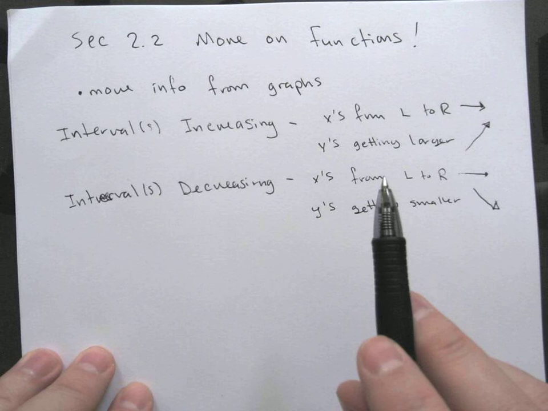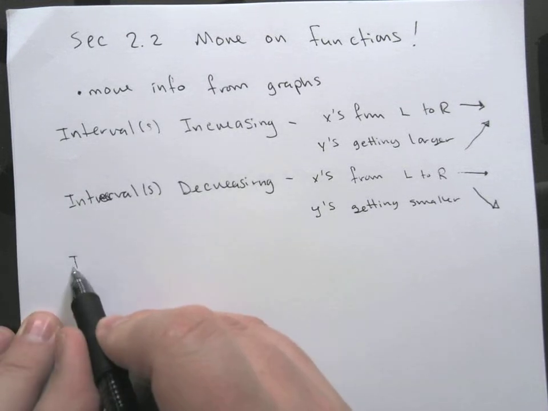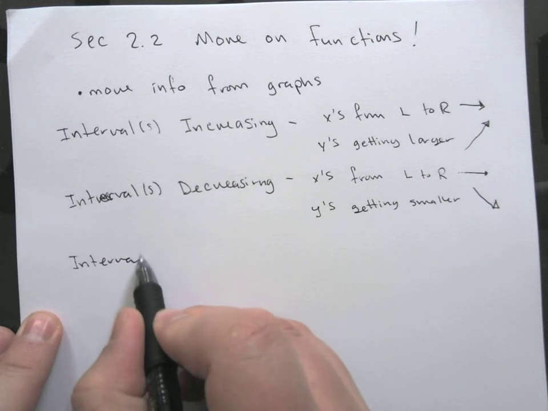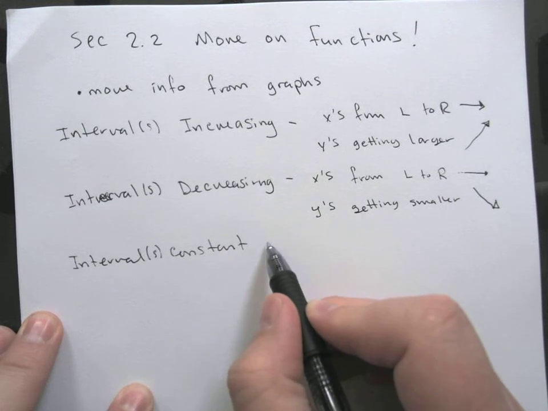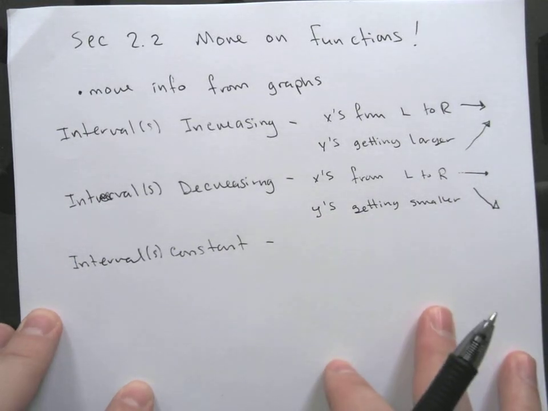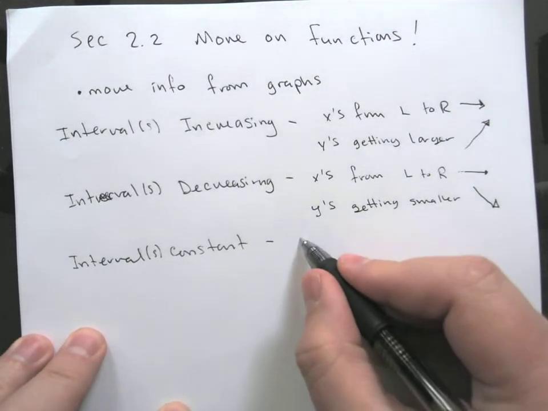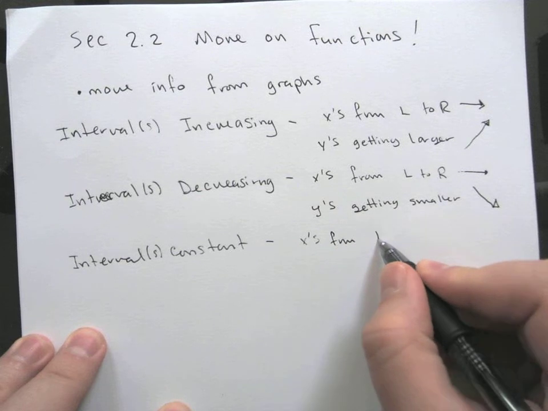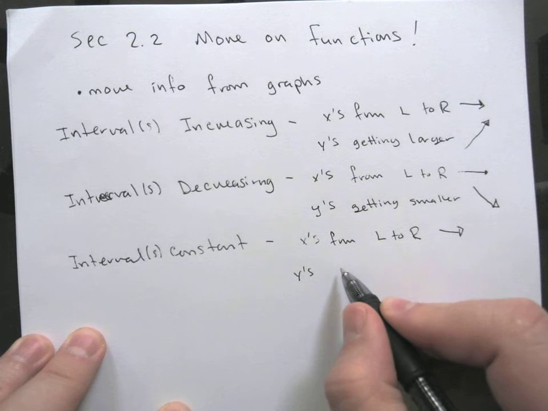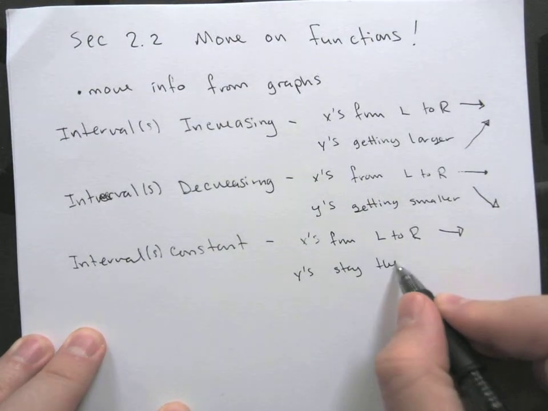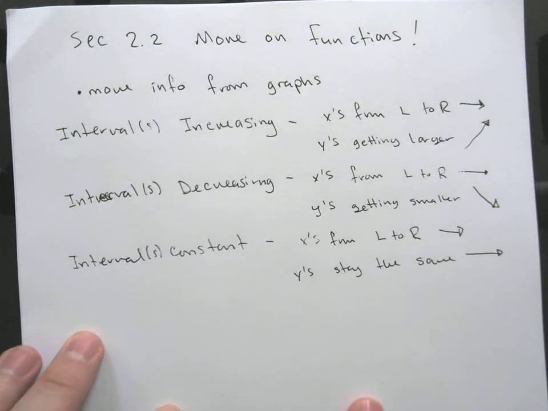If we're not increasing and we're not decreasing, the only other option is we must be essentially standing still. What that's called is an interval where we are constant. We could have one or more or none of these different intervals in our graphs. So intervals where we're constant: again, this is x's from left to right, and y values stay the same. This is just a totally flat horizontal section of the graph.